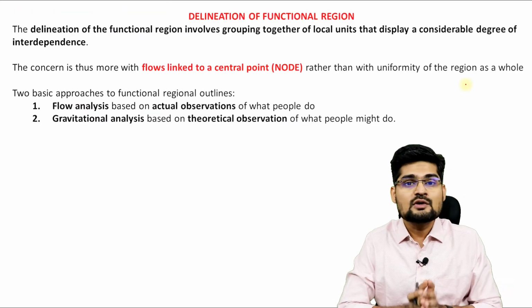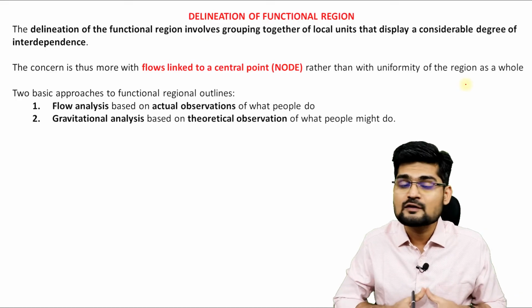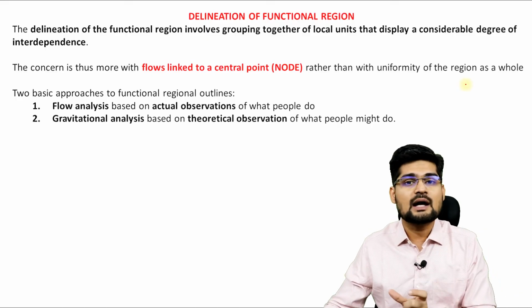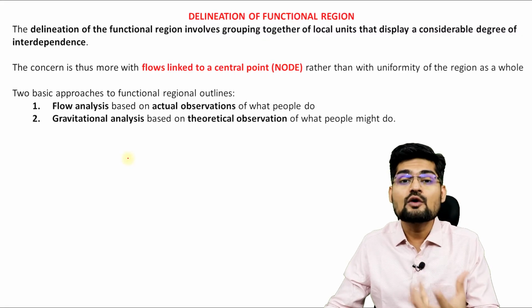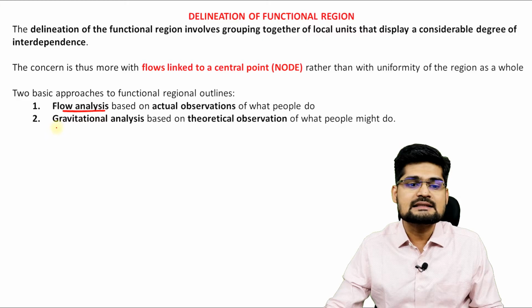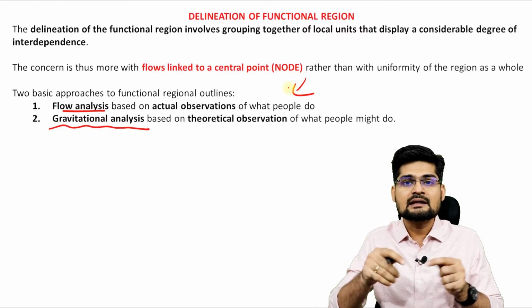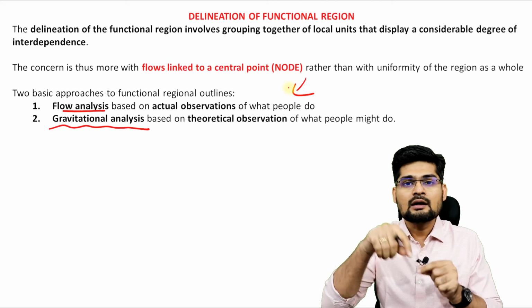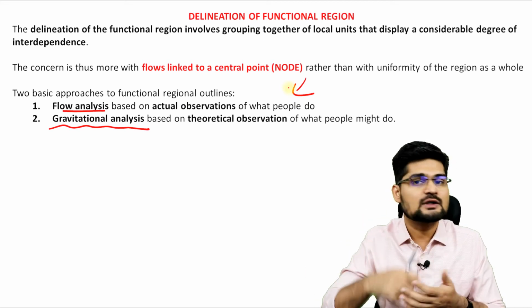Then come to delineation of functional region finally. So how a functional region will be delineated? Now remember here what happens, the functionality is important. Here services, flows of goods and services are important. So here flow analysis and gravitational analysis are used to actually delineate the region along a nodal point. What is the coverage of the area of the services that this nodal point is providing?